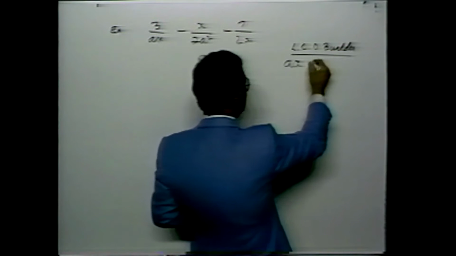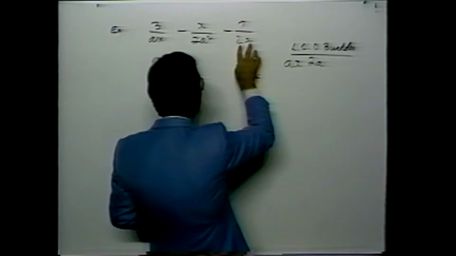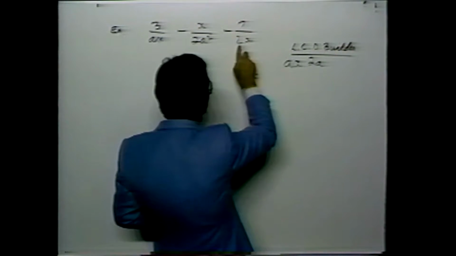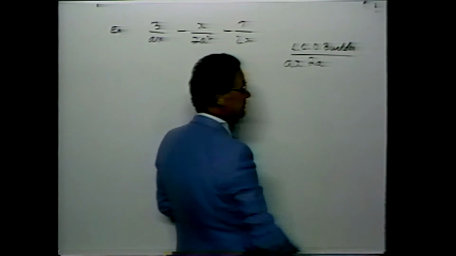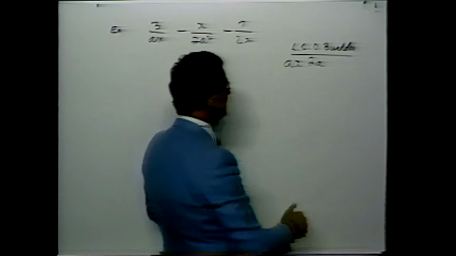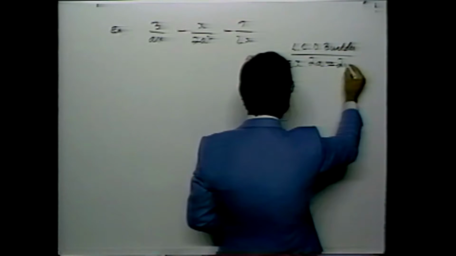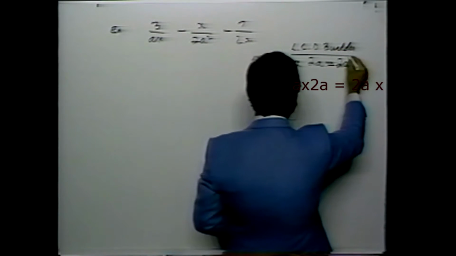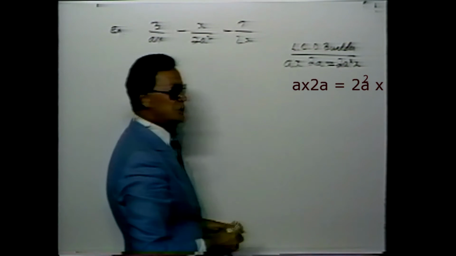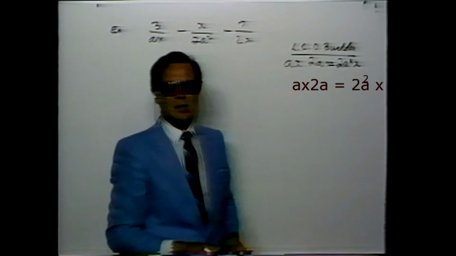And so, as I explained, are there any factors from this fraction that are not already there? The answer is no, because we have a 2 and we have an x, so we don't have to attach those factors to the LCD builder. Lowest common denominator, and that is 2 times a squared x. So now, we must take each of these fractions and change them into equivalent fractions with the new denominators.